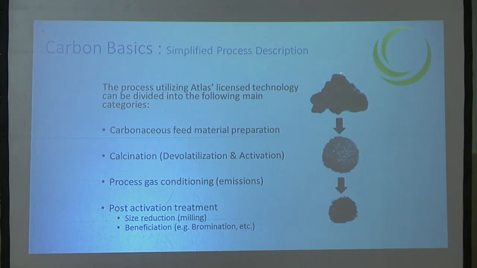So, a simplified process description: our licensed technology can be divided into main categories. Our carbonaceous feed material, either coal, coconut, nutshells, any type of organic product. Our calcination, so devolatilization and activation, blowing that coal apart. Process gas conditioning, so those volatiles come off the coal and are processed and emitted as vapors. And then post-activation treatment, which is our milling and what we like to call beneficiation. We can add different products to our carbon to help oxidize the mercury and help the carbon capture the mercury a little bit better. We call that beneficiation. So we can sell unbrominated product or brominated product, depending on the customer needs.